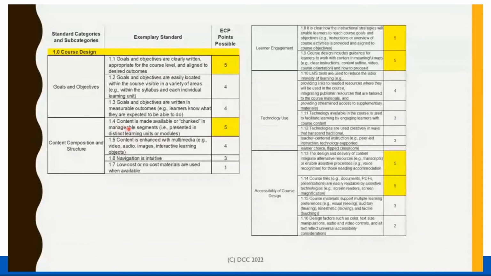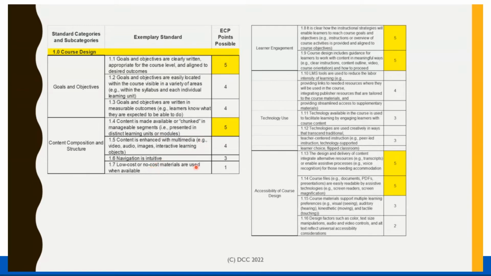1.4 of the rubric, content is made available or chunked in manageable segments. You're breaking it down into components. You're not presenting everything at once on day one. That's kind of scary when a student walks in there, there's 20 chapters thrown at them at day one. So that's a compulsory standard.